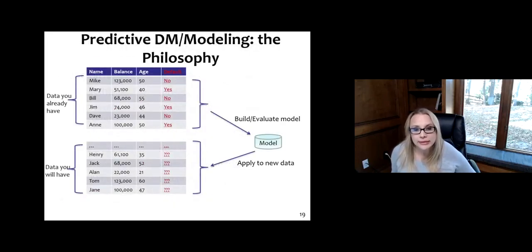So let's talk about data modeling philosophy. Typically you have some data to start with. We will then build a model, and then we will use that model on new data that we haven't seen yet. That's typical of what we're trying to do. We would be trying to predict some outcome, in this case default. Then we collect new data, and we try to predict whether that customer is going to default or not using the model that we created.